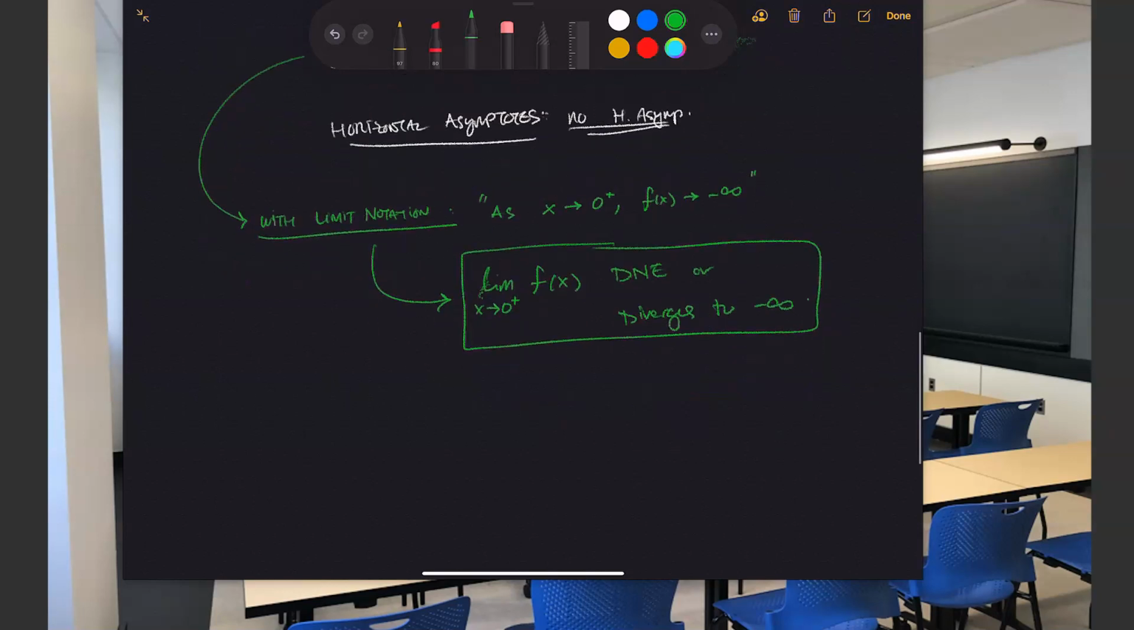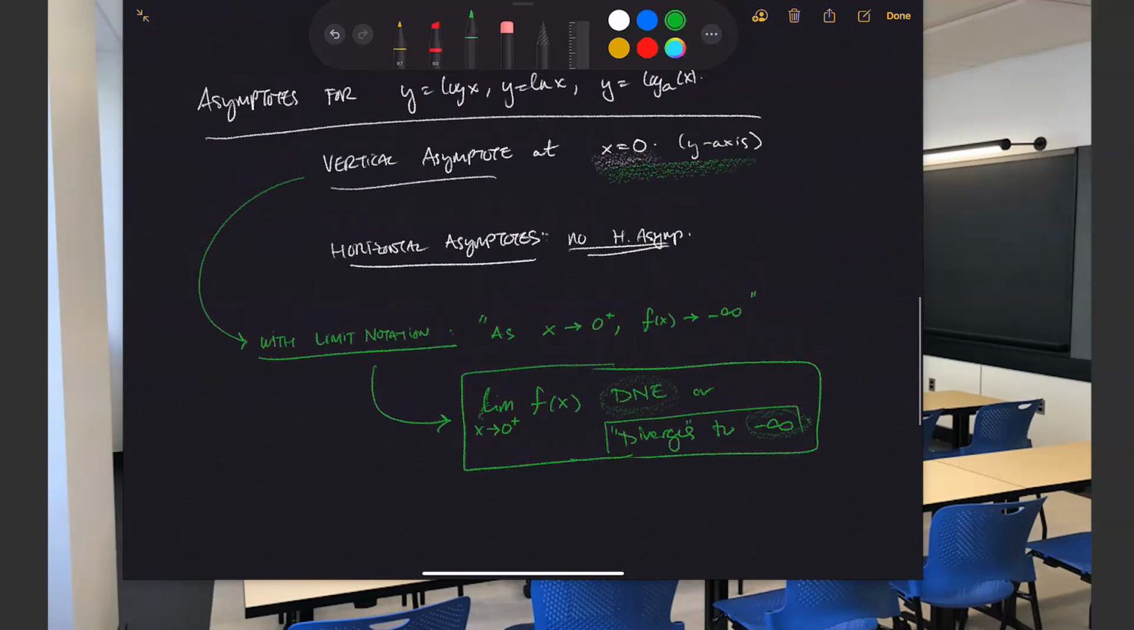So again, Mally, why can't we just say this equals negative infinity? You kind of can, but really to say something equals infinity is conceptually pretty fuzzy. Infinity is not really a number, so we can't have something be equal to it. What we can say, though, to be more descriptive, is that it diverges to negative infinity. But in terms of putting it into software and things like that, you can use DNE or just negative infinity for the entry. And again, for horizontal asymptotes, there are none, so we don't need to use limit notation there.